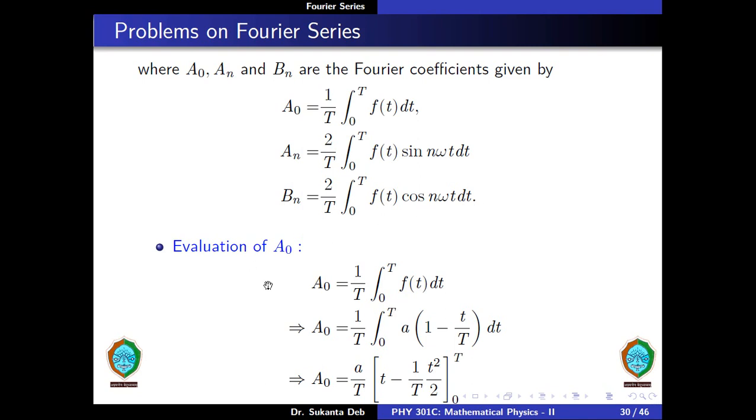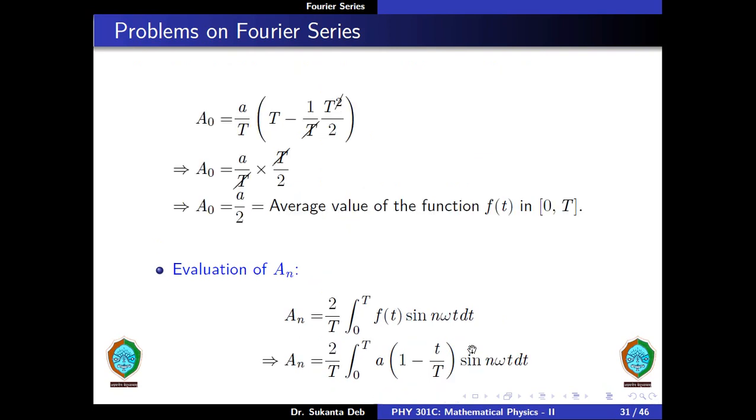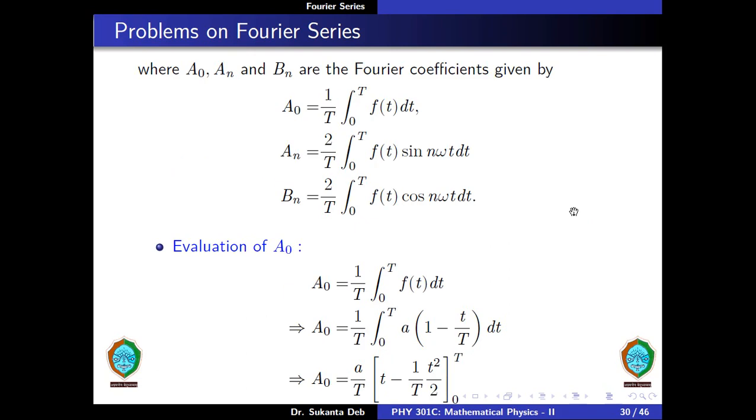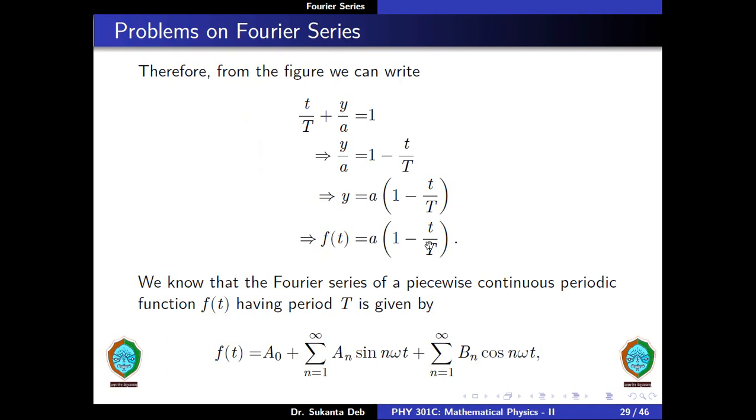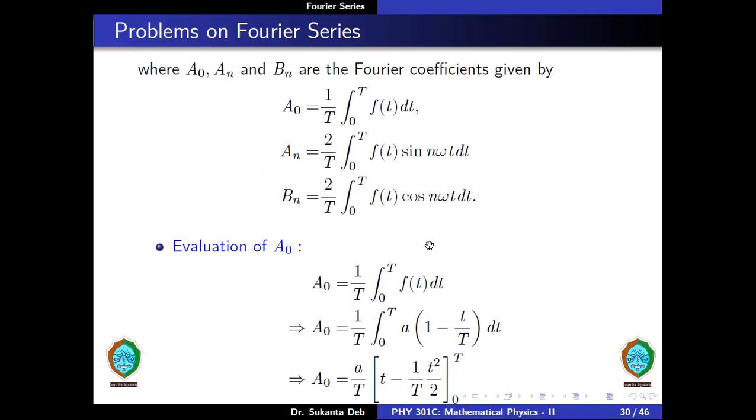Now we put the value of f of t here and solve this integral, and this comes out to be a by 2. Therefore this is the average value of the function f of t in the range 0 to capital T. You can see that a by 2 will be lying somewhere here, just half of this length. So this is the average or the mean value of the function in the range 0 to capital T.